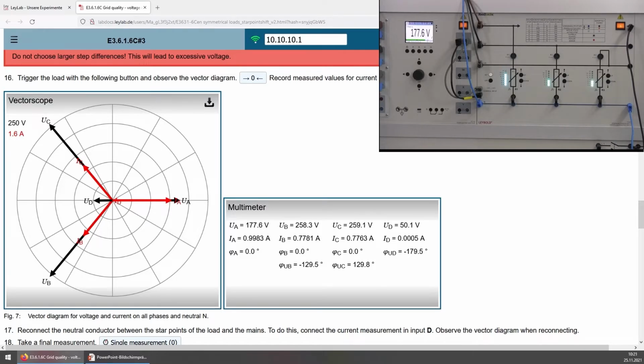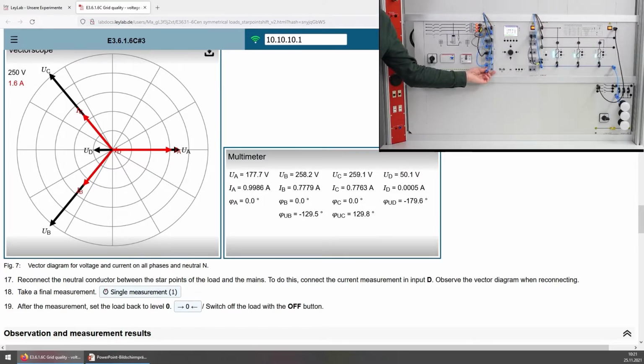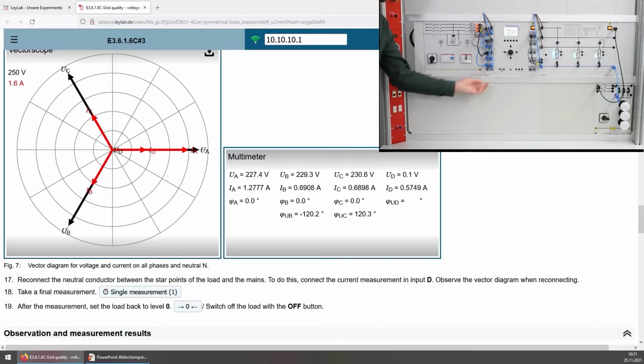Let us save this measurement and then reconnect the conductor between the neutral points. For this, I will go to the Power Analyser CASSY, unplug it, and just put it into the current measuring input here. Have you seen what has happened to the vectorscope? I will just unplug it again.